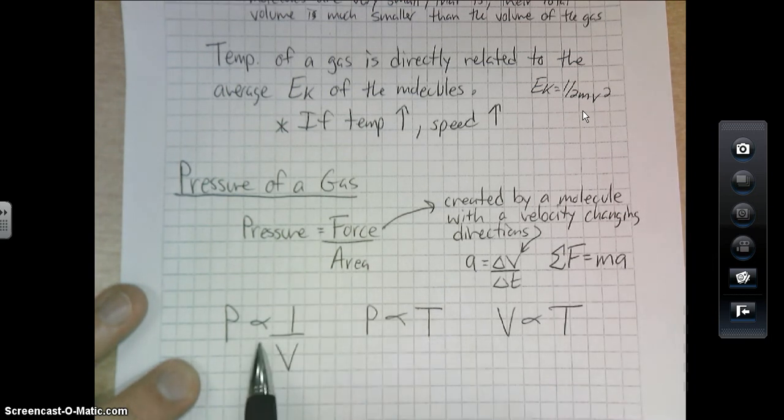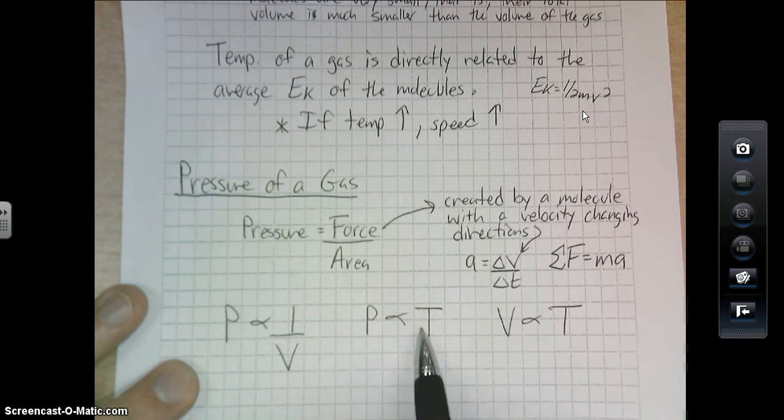And then these are the basic relationships between pressure and volume. They're inverse. Pressure and temperature, and volume and temperature, those are all directly related. Okay?